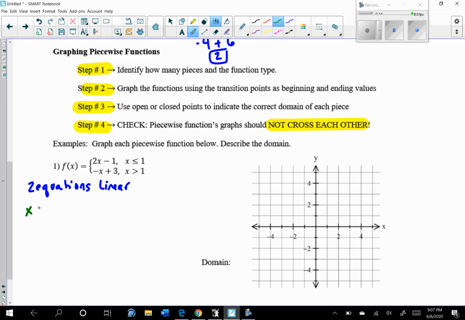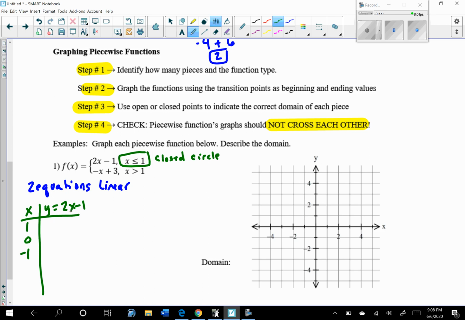We have x values, and our y values are equal to 2x minus 1. So that's what we're going to be plugging into. Now look at your domain restriction. This is for x values less than or equal to 1. If it's equal to, that means we can use a closed circle on our graph. So we can start with 1. Then we want numbers less than 1, so 0, -1, etc.